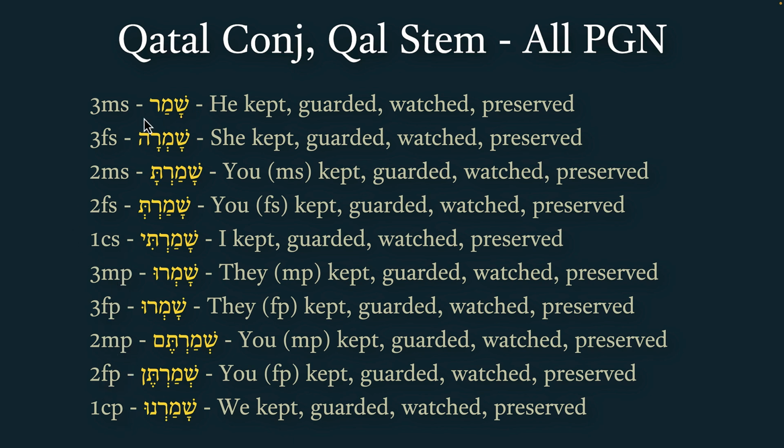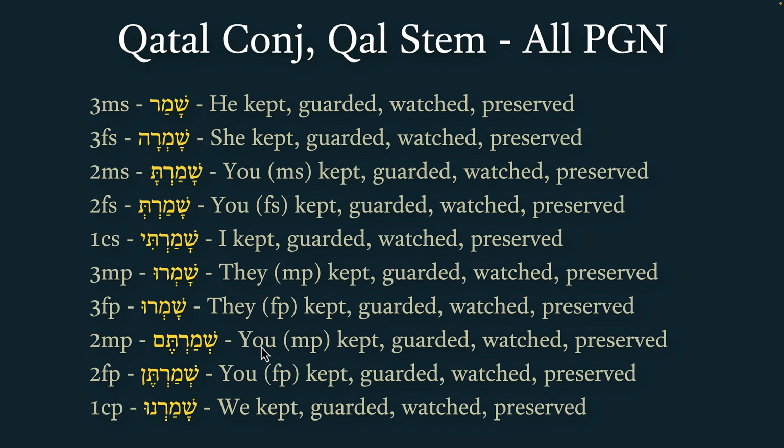Shamar means he kept. Shamra means she kept. Shamarta means you kept. You is the masculine singular. Shamart means you kept. In English it's the same, but in Hebrew it is different because of the feminine. Shamarti means I kept. Shamru, they kept. That is plural, they. Shamru, again, they kept. The distinction between the genders is missing here in English, but even in Hebrew it is missing in this particular case.